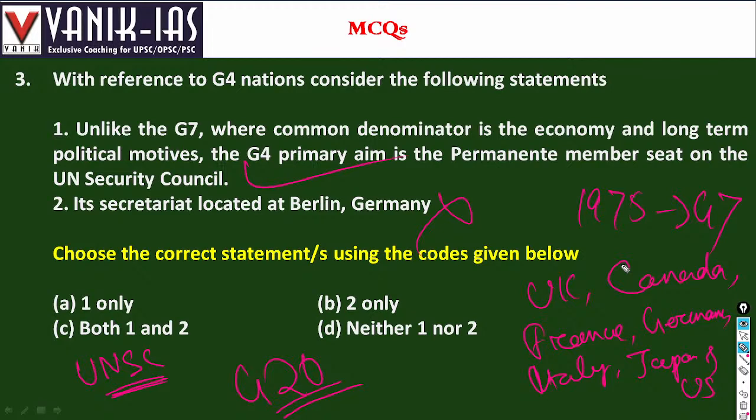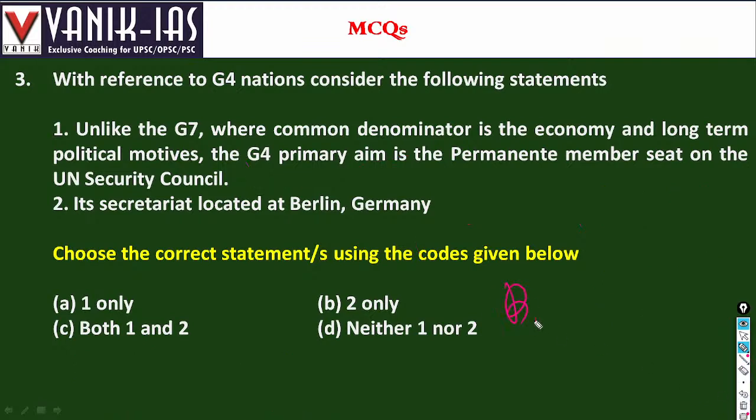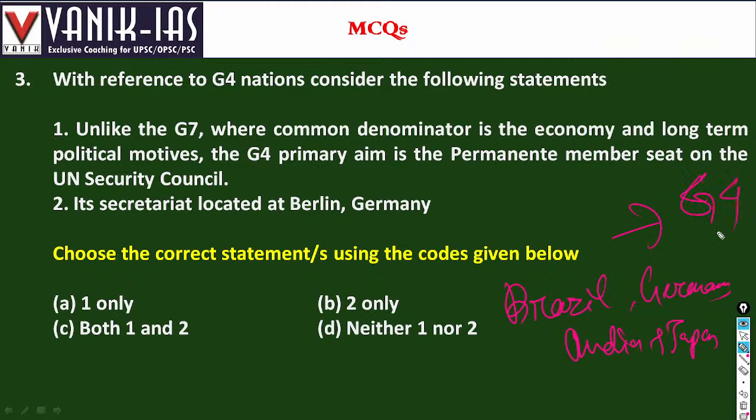4 countries, which we call G4 nations: Brazil, Germany, India, and Japan. These are the G4 nations. They are lobbying for, they are demanding, the expansion of the United Nations Security Council. There is also another group called the Coffee Club, right? Where Australia, Spain, Pakistan and other countries are present, and they do not want any expansion. They are opposing the expansion of the United Nations Security Council. So here, okay, statement 1 only is the correct answer.